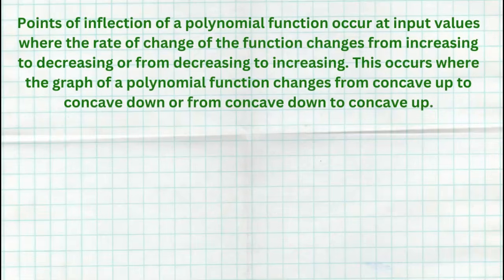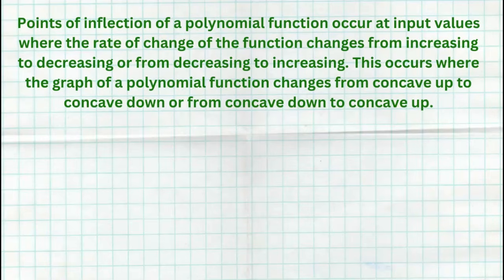All right, now the last big concept in this topic, and so again, like I said, fairly short topic, is that points of inflection of a polynomial function occur at input values where the rate of change of the function changes from increasing to decreasing or from decreasing to increasing. Not the function values, the rate of change. Meaning this occurs where the graph of a polynomial function changes from concave up to concave down or concave down to concave up.